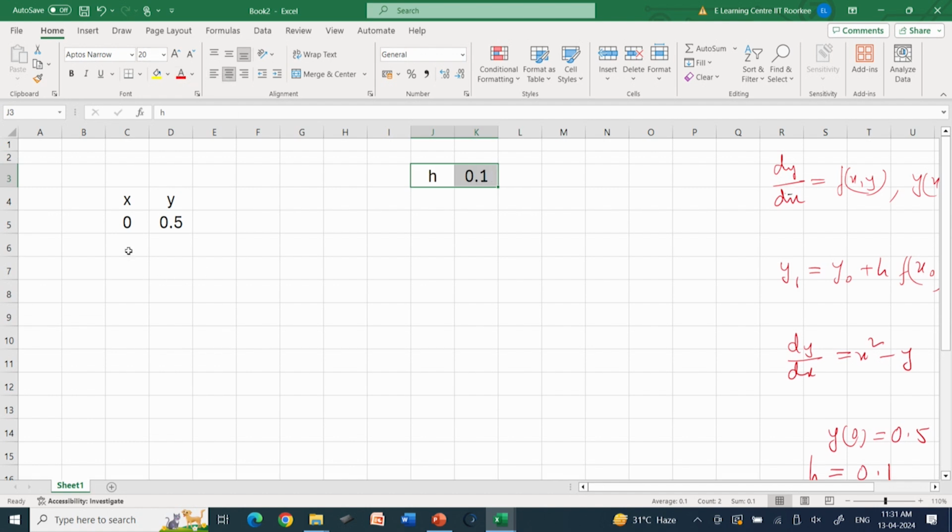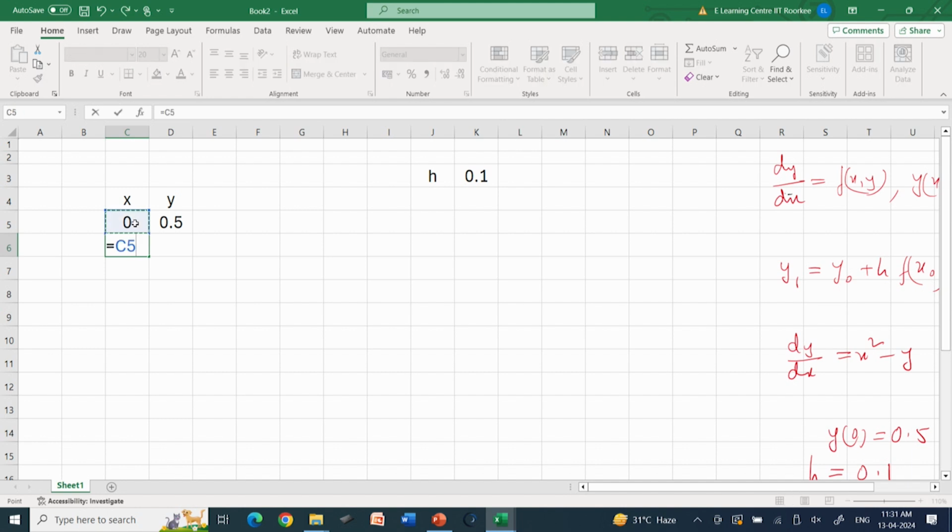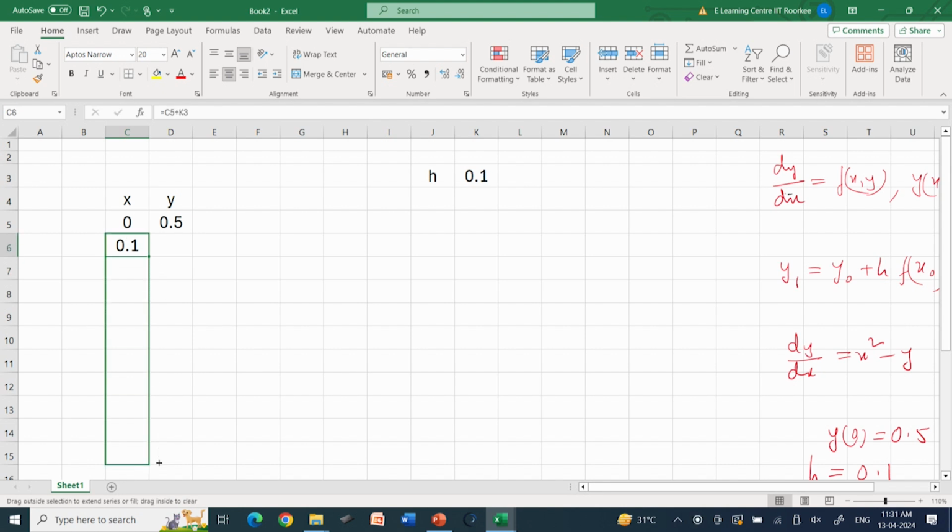So, now I have to calculate these values. Now, I give an equal increment of 0.1. So, what I will write is this is equal to this plus this, and I drag them up to this much. As you can see, all of them become 0.1, which is not supposed to be. So, this is 0.1, this is supposed to be 0.2, this is supposed to be 0.3 and so on.